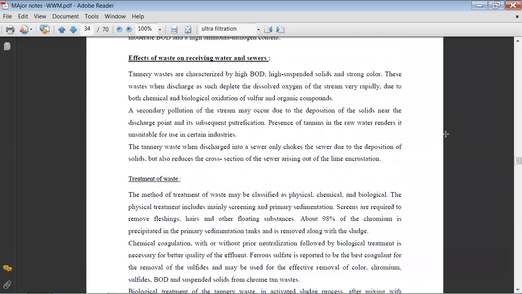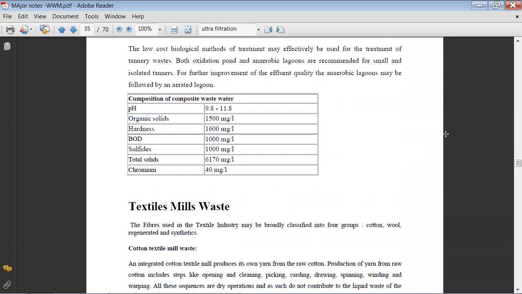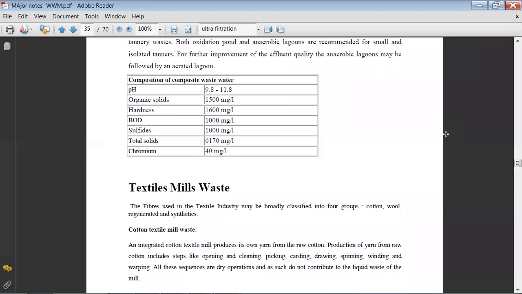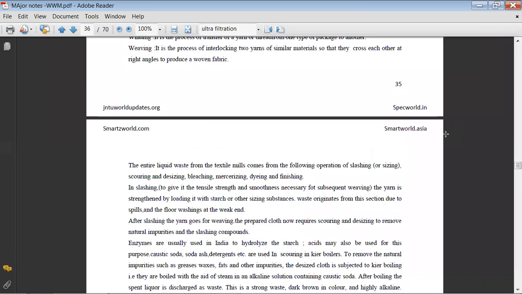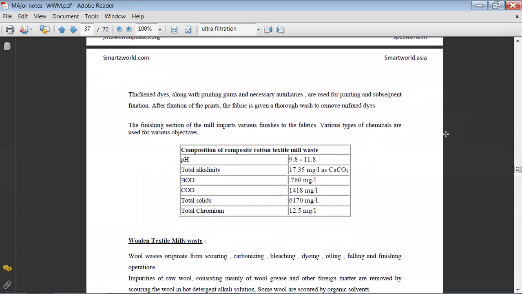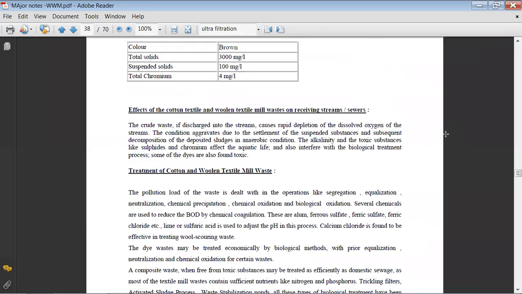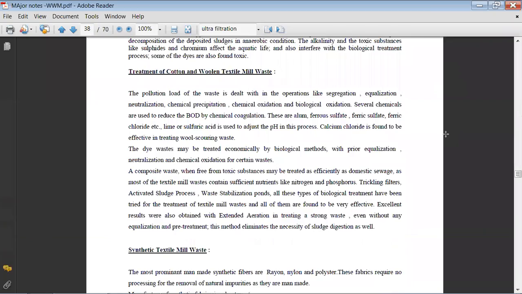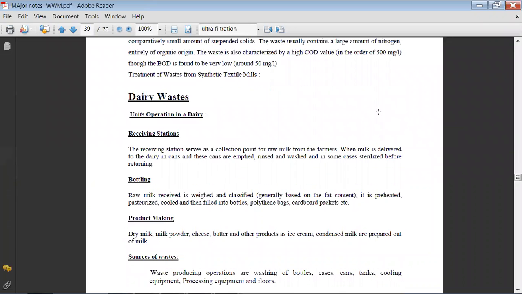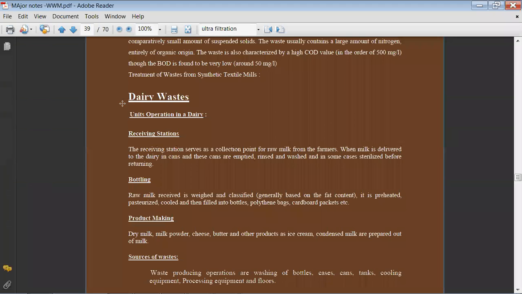Treatment of waste, textile mills waste. దానిలోంచి వచ్చే టెక్స్టైల్స్ మిల్ వేస్ట్ ఏంటి, రైట్? వాట్ ఆర్ ద డైస్? సో దిస్ ఆర్ ఆల్ ద థింగ్స్ యూ కెన్ సీ ఇన్ దిస్ బుక్. Woolen textile waste, ట్రీట్మెంట్ ఆఫ్ కాటన్. సో ఇవన్నీ మనకి యూనిట్ 5-6లో డిస్కస్ చేసుకుందాం. డైరీ వేస్ట్ అంటే ఏంటి, రైట్?